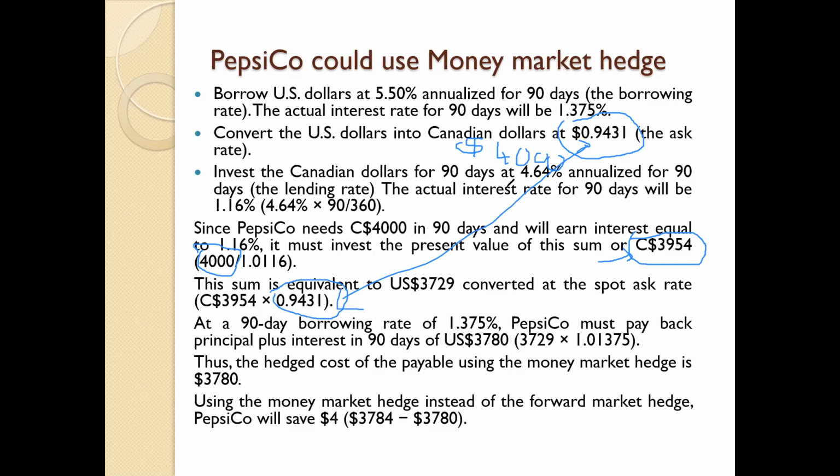Okay. Now, here I just mentioned to you we are taking US dollar 4,000, but that is not the actual amount. Actually, what is the amount you are borrowing from the bank? You are borrowing from the bank US dollar 3,729. I believe you understand it, right?